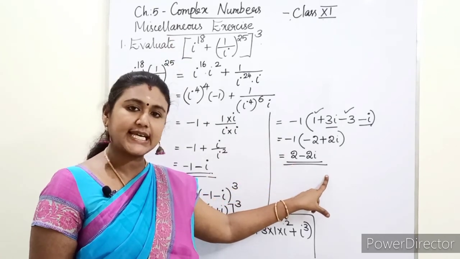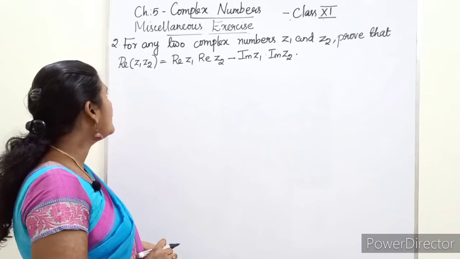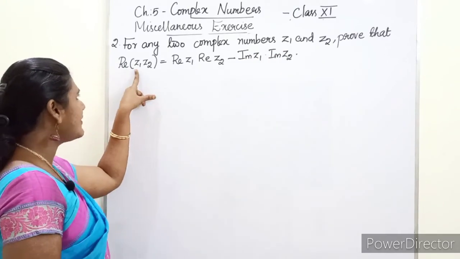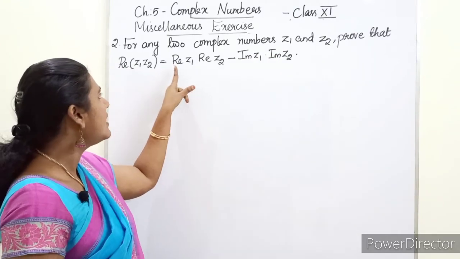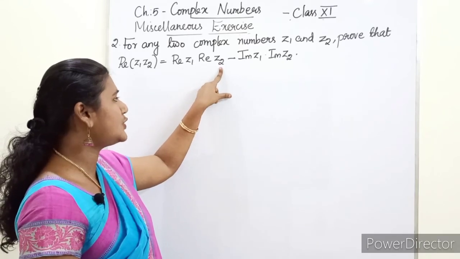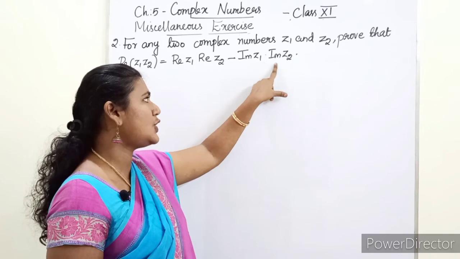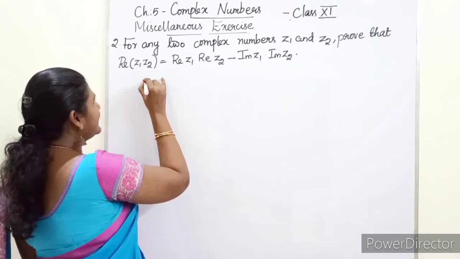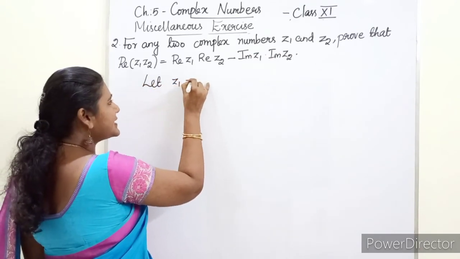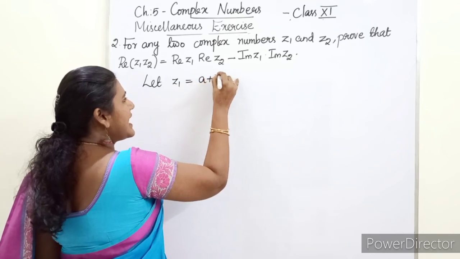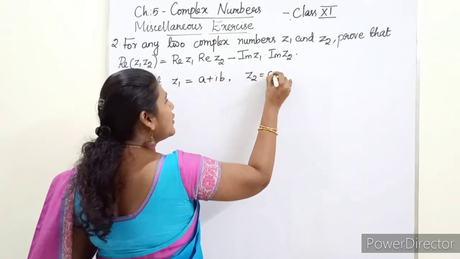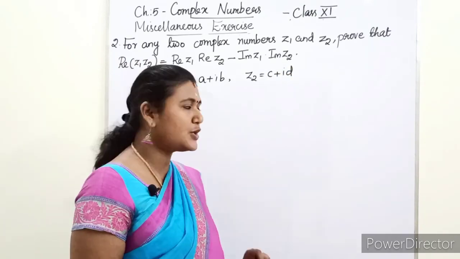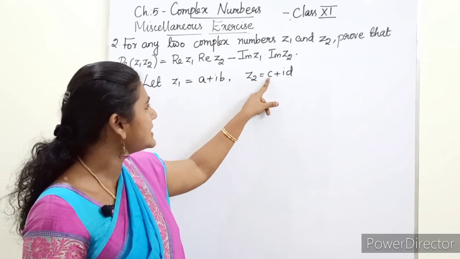Now we will see the second question. Question number 2: for any two complex numbers z1 and z2, prove that real of z1 z2 is equal to real of z1 into real of z2 minus imaginary of z1 into imaginary of z2. So here we have two complex numbers. We will take the complex numbers z1 as a + ib and z2 we will denote as c + id.